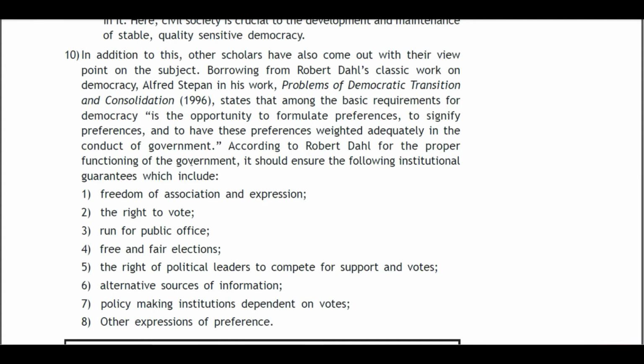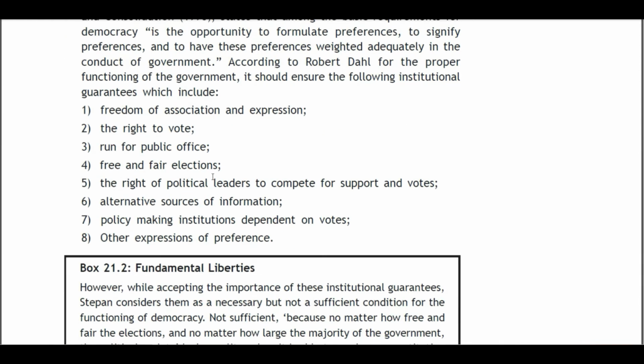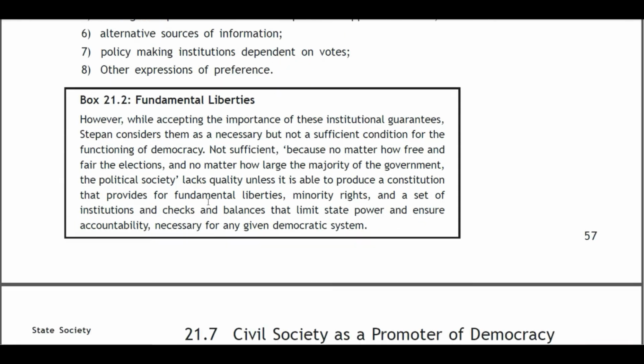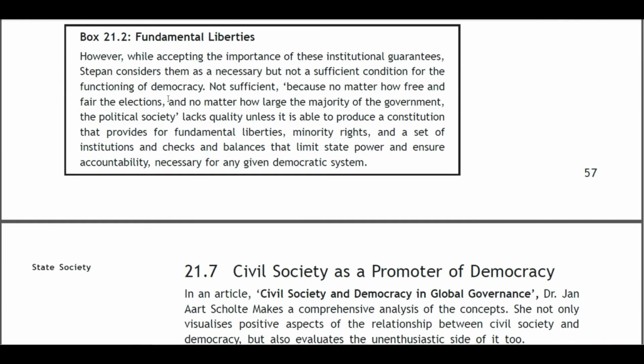According to Robert Dahl, for the proper functioning of government, it should ensure the following institutional guarantees, which include freedom of association, expression, the right to vote, run for public office, free and fair elections, the right of political leaders to compete for support and votes, alternative sources of information, policy-making institutions depending on votes, and other expressions of preference. However, while accepting the importance of these institutional guarantees, Stepan considers them a necessary but not a sufficient condition for the functioning of democracy.